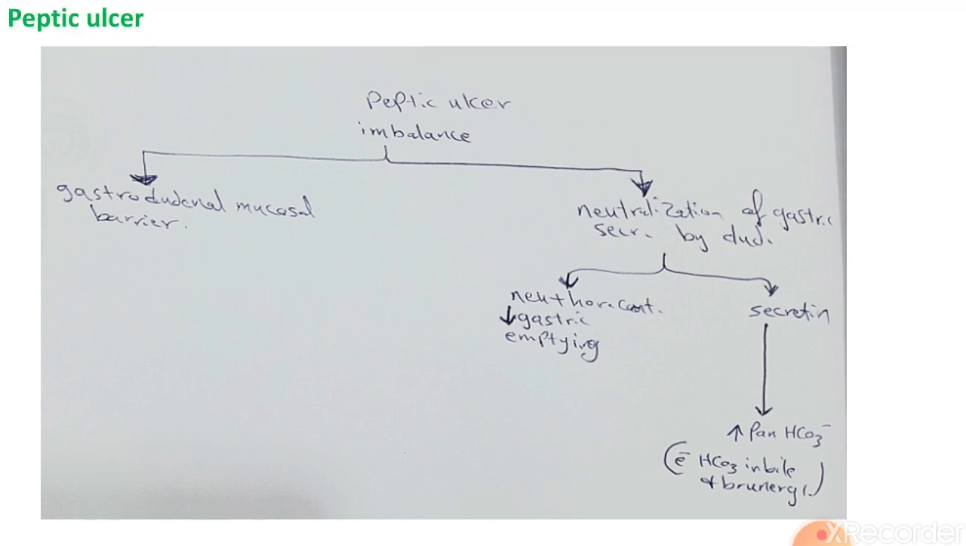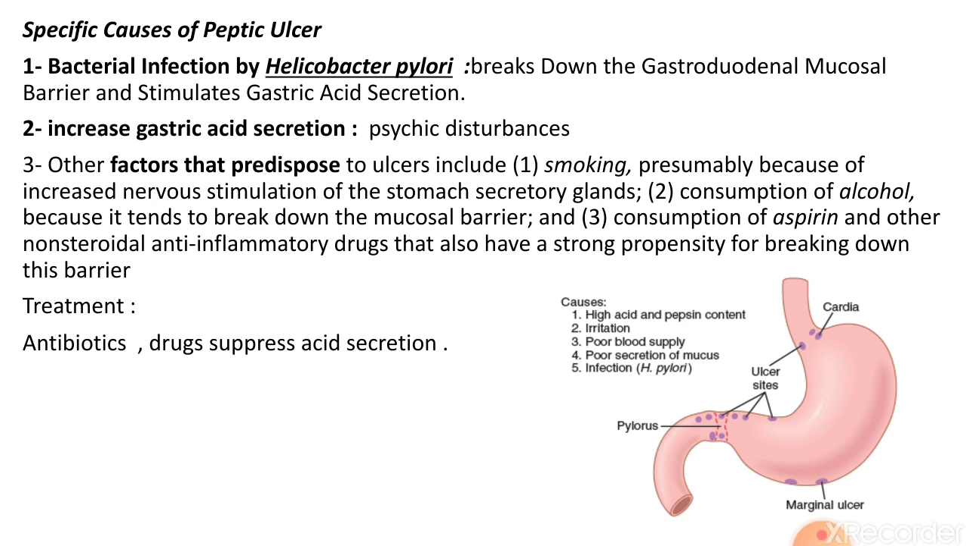We have another specific cause for the peptic ulcer, which is bacterial infection, and there is a type of bacteria called Helicobacter pylori. This type of bacteria is found to cause damage to the gastroduodenal mucosal barrier, and it also causes an increase in the gastric acid secretion. So infection with this type of bacteria can cause peptic ulcer.